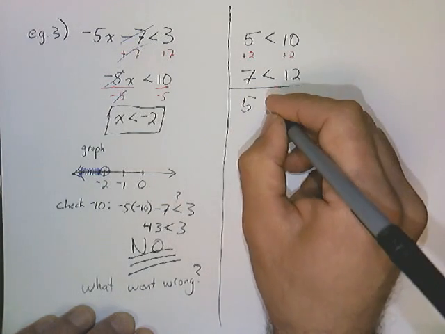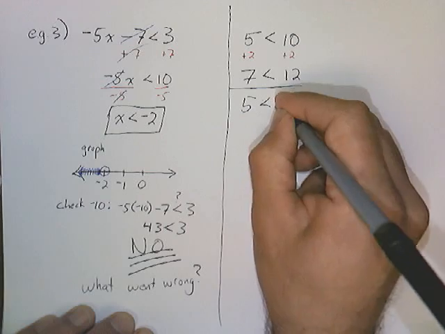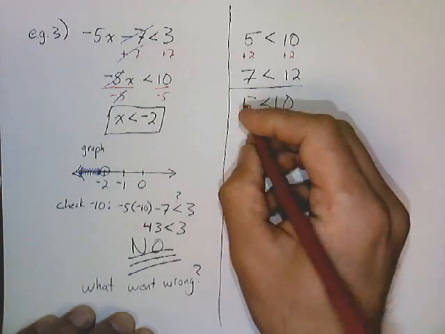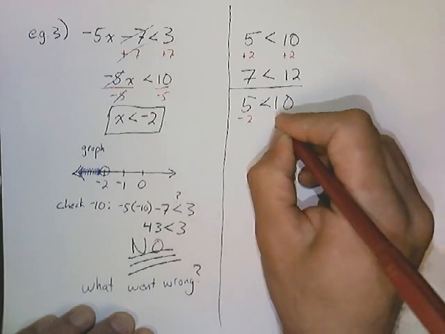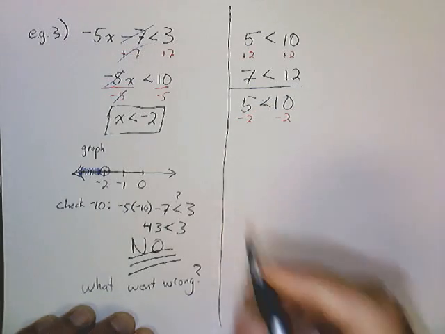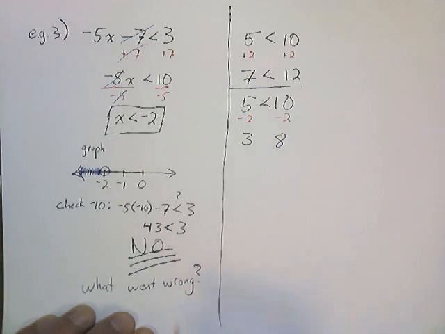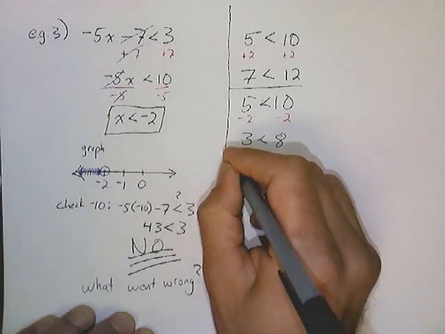Let's try maybe subtracting 2. I don't know. 5 is less than 10. Sorry about the bell. Subtract 2 from both sides, and we have 3 and 8. Oh yeah, 3 is definitely still less than 8. No problem there.